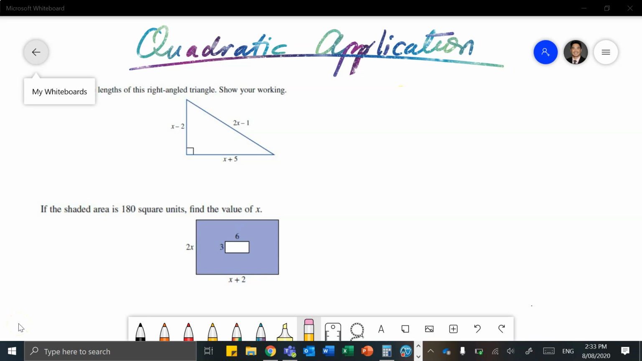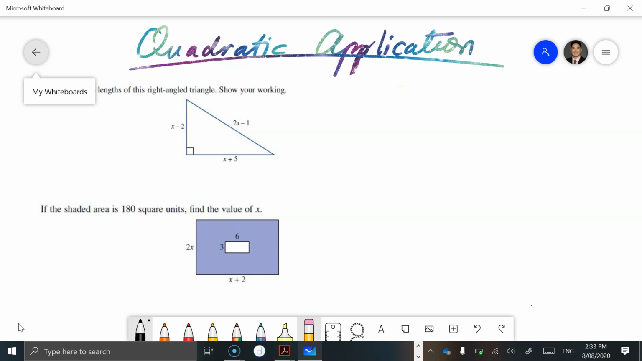Okay guys, in this video we're looking at quadratic applications, so we're going to just apply the things that we've done so far in this chapter into a few extended questions and problem solving. So we've got this triangle, and we're wanting to work out the dimensions of the triangle.